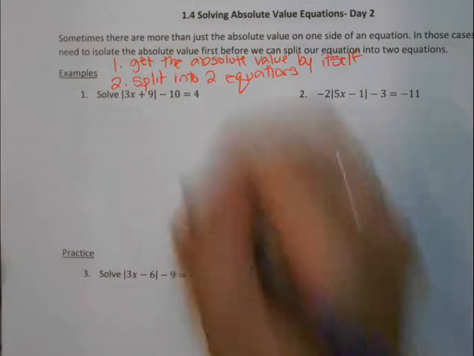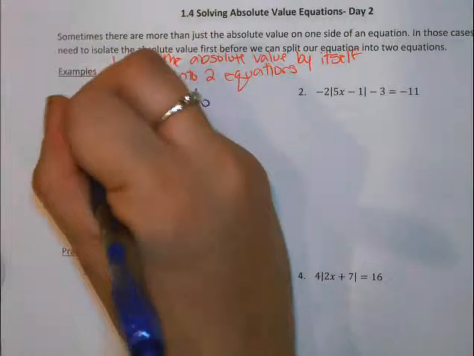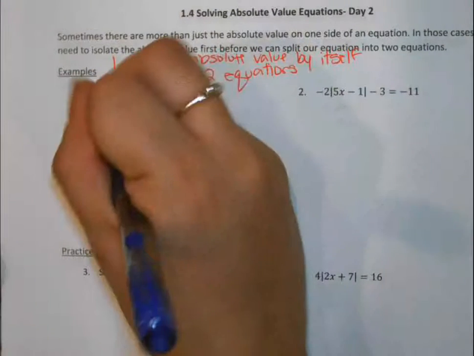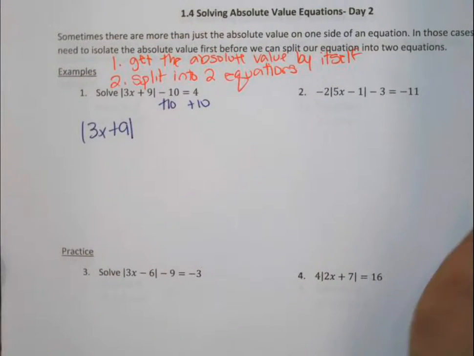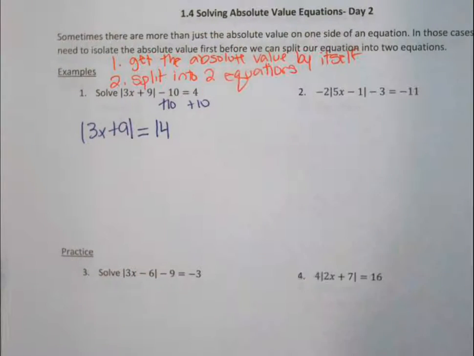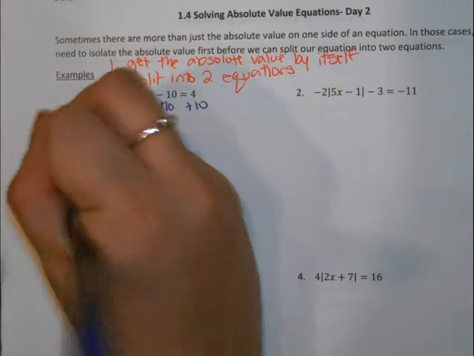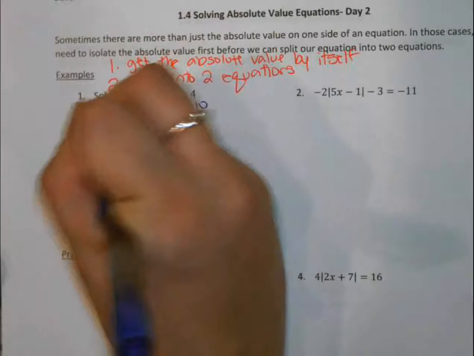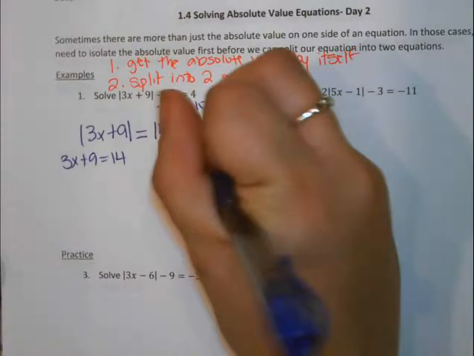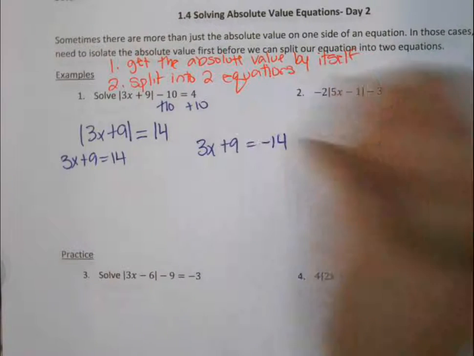So starting off at number 1, I'm going to add 10 to both sides. I still have the absolute value of 3x plus 9, but now, instead of having 4 on the right side, I have 14. I am going to split it into two equations now. I have 3x plus 9 equals 14, and then my second equation is going to be 3x plus 9 equals negative 14.